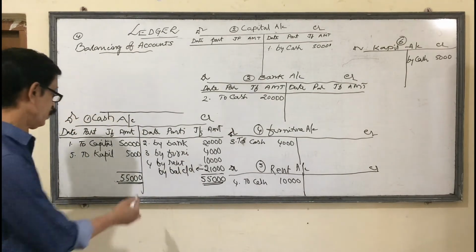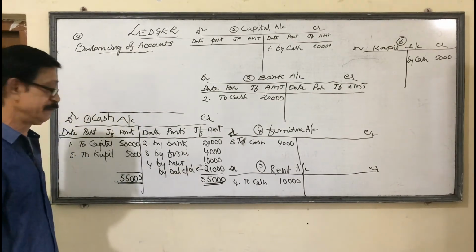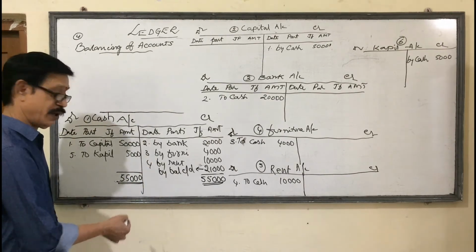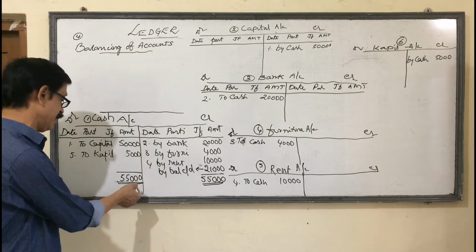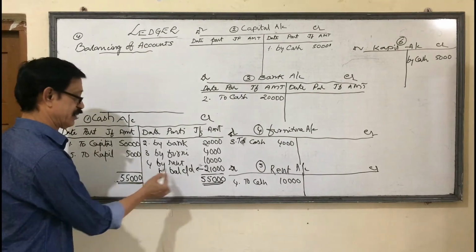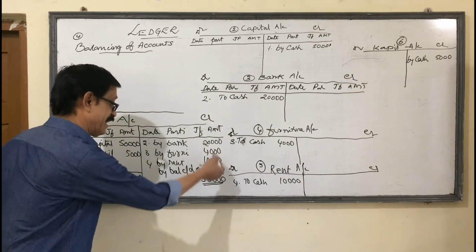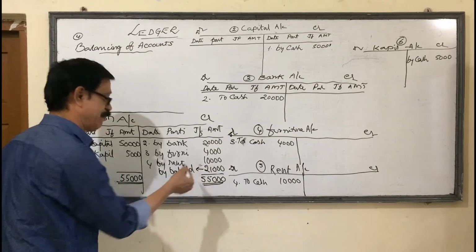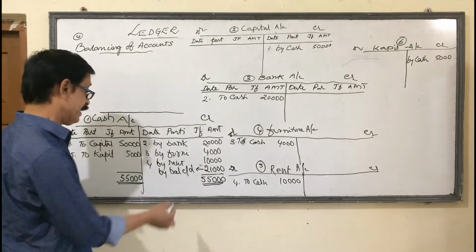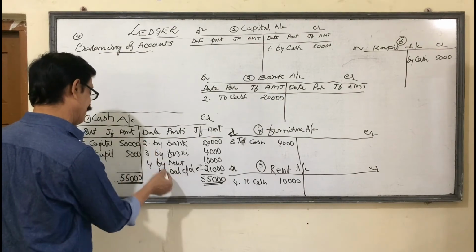Once again, two parallel boxes we have taken. We have to total which side is more. So debit side is more, we total, we got 55,000. Same total is taken on credit box also. Now we find the difference. The difference is nothing but balance. Balance carried down. This is the balance carried down at the end of the month.